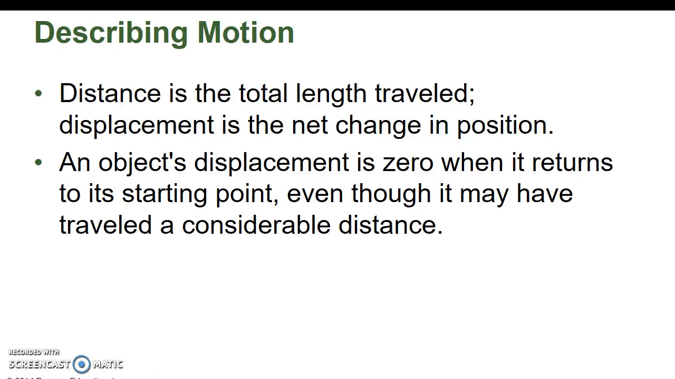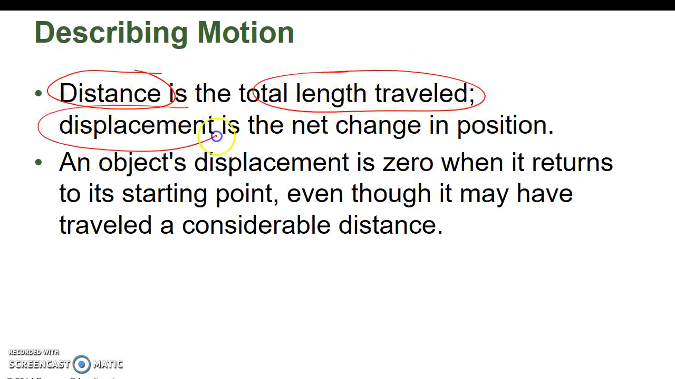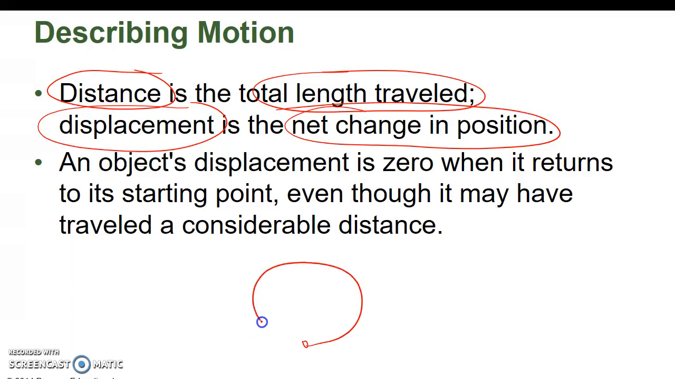Now, difference between displacement and distance. Distance is total length traveled. Displacement is the net change in position, and we'll look at an example of that. If you run in a circle, so you start here and you finish here, your displacement will be 0 meters, okay? Even though you may have traveled a considerable distance, on a track you would have traveled 400 meters. But because you finished where you started, your displacement's 0.